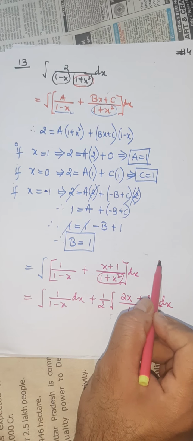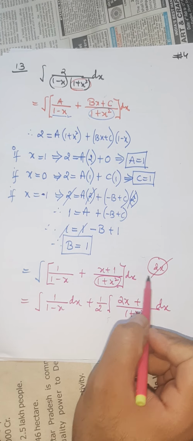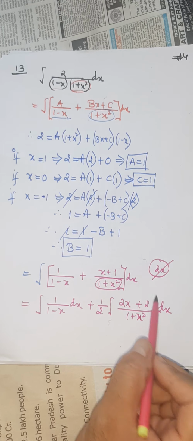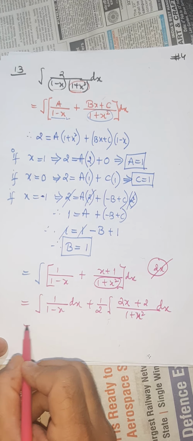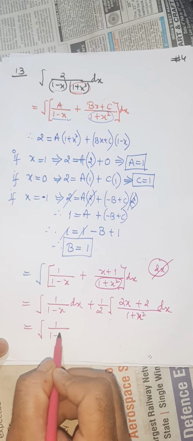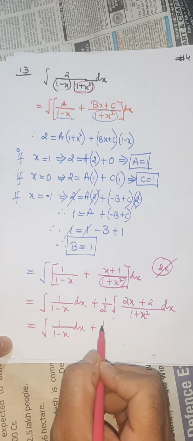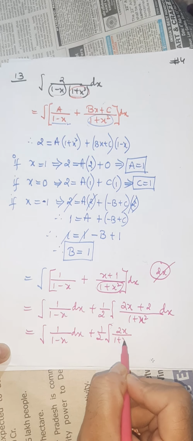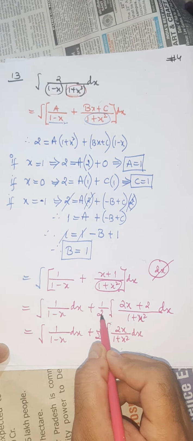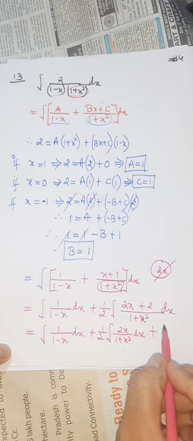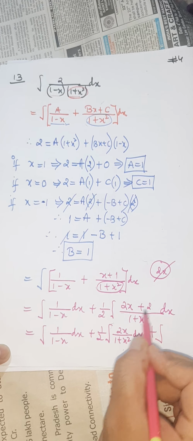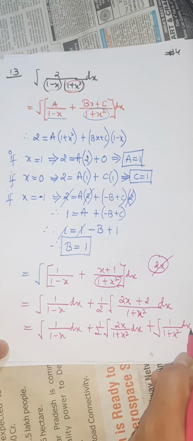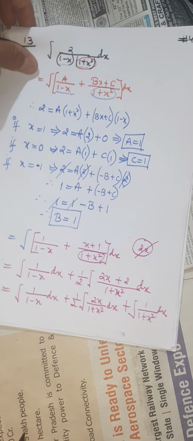What is the derivative of this one? 2x. So I need 2x over here. So multiply and divide by 2. So 2x plus 2. Now you split into 2 integrals. Right now I'm keeping this one as it is. 1 by 2, 2x upon 1 plus x squared. Plus this 2 upon this. But the outside 2 and this 2 will go away. So this is just 1 upon 1 plus x square. Now all are standard forms.